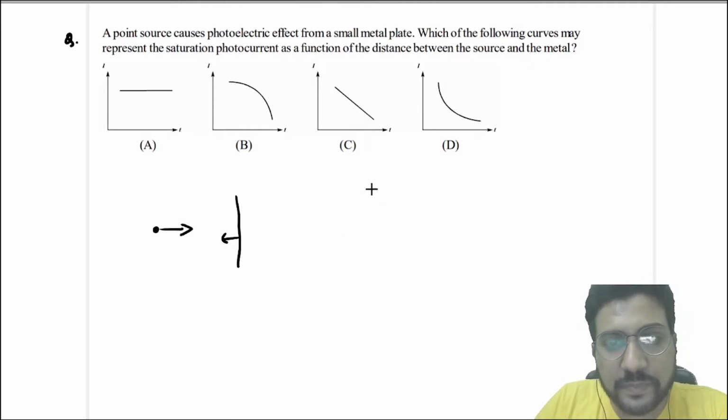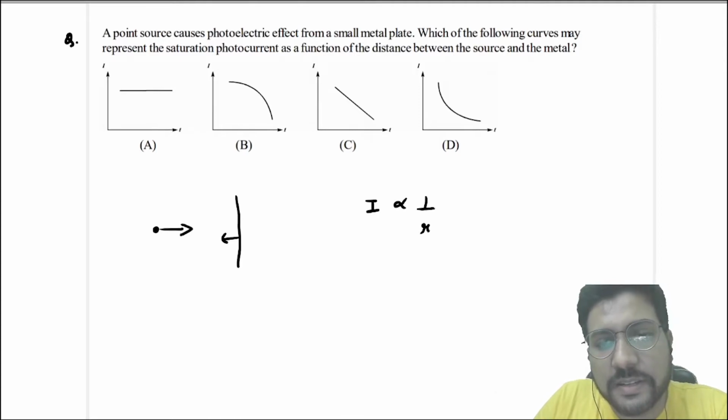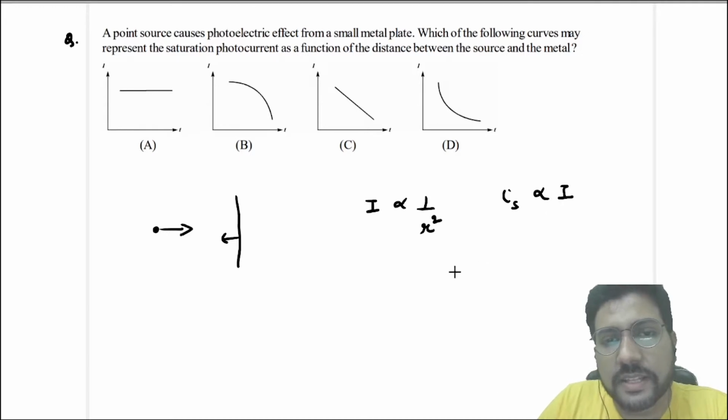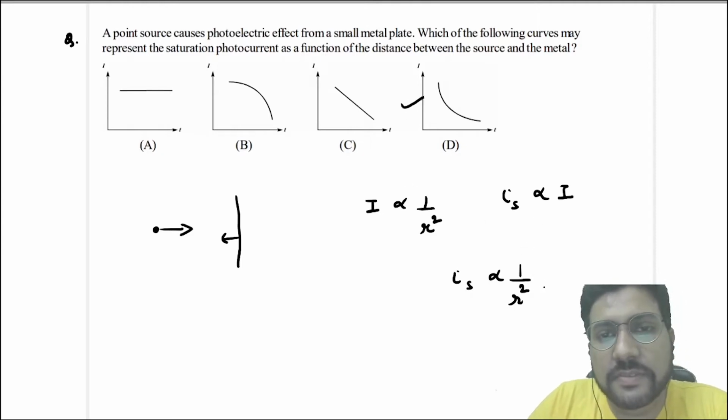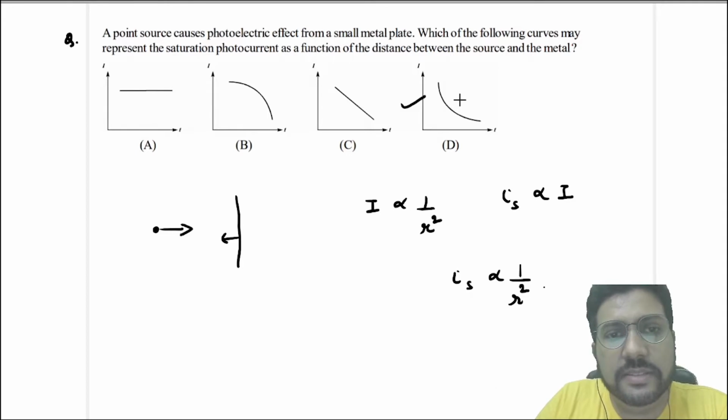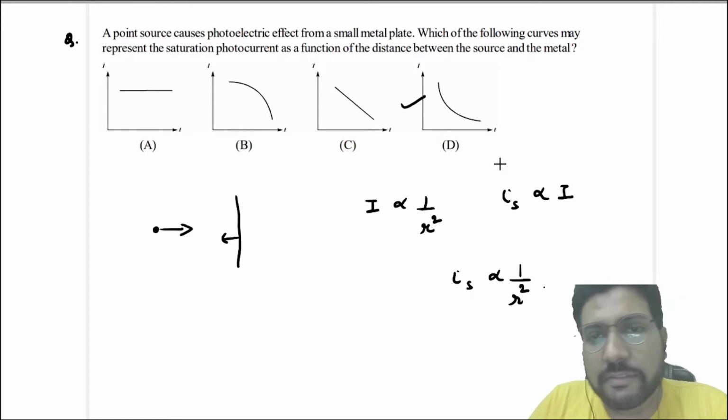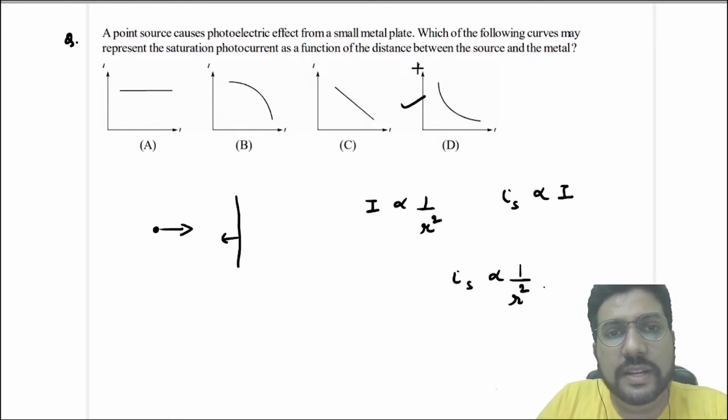You know that intensity is inversely proportional to R square and saturation photocurrent is directly proportional to intensity. That means saturation photocurrent is inversely proportional to R square, right? So this will be the graph. As R increases, the photocurrent decreases. So this is the graph between saturation photocurrent and distance.